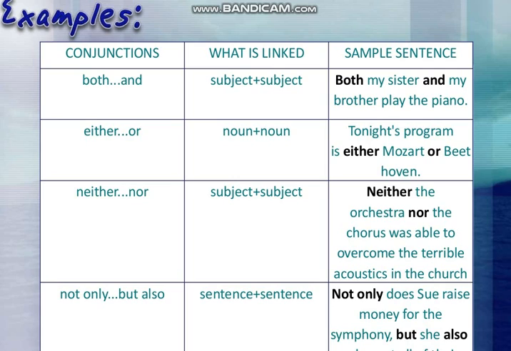Either or, here they are joining two nouns together. Tonight's program is either Mozart or Beethoven. So here the words either and or both are used.